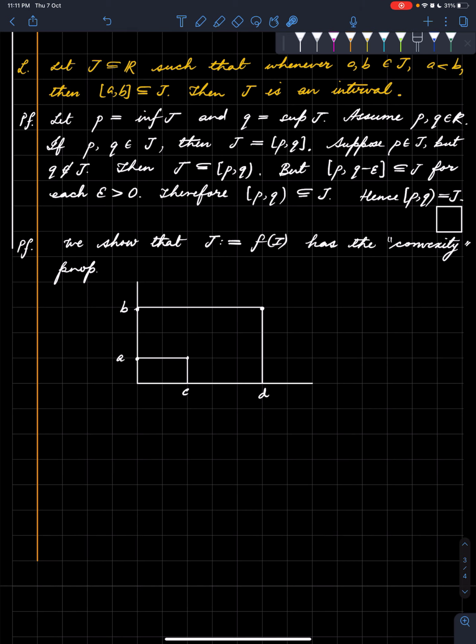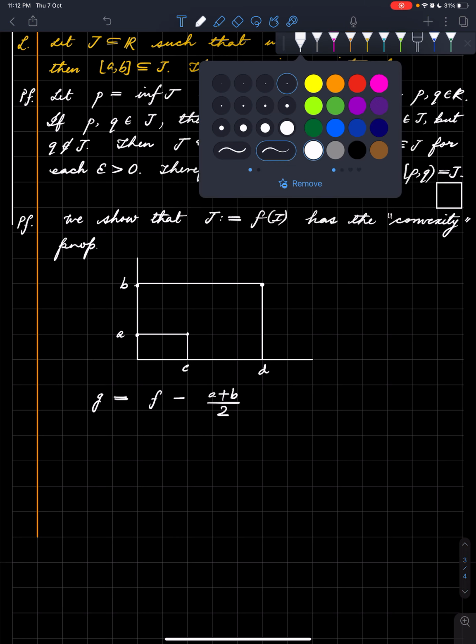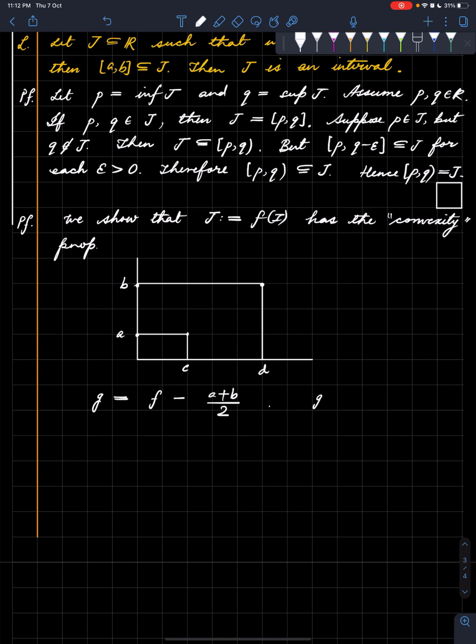How do you show that? What you can do is, instead of working with this function, you can work with the following function. You can work with g defined as f minus (a plus b) by 2. So if you consider this function, then g is of course continuous. It's a difference of two continuous functions. f is continuous, and this constant function is of course continuous. So g is continuous, and g of c is what?